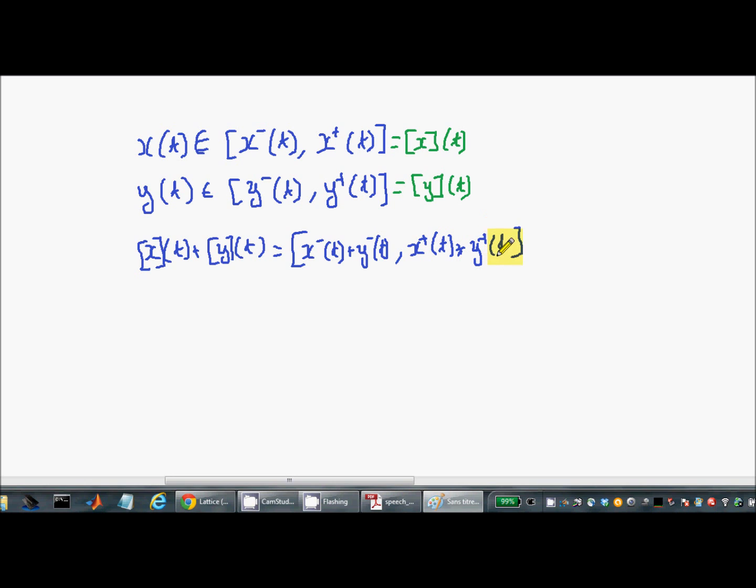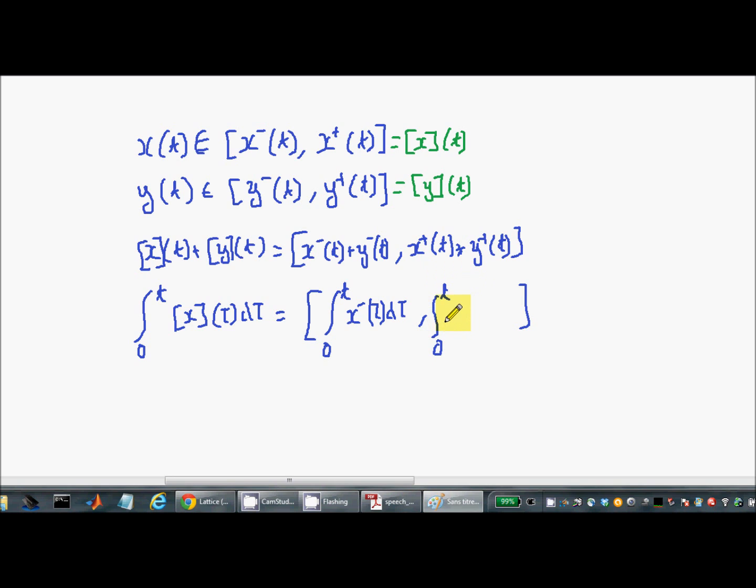Okay, in the same manner, I will be able to write that the integral between, let's say, 0 and t of x of tau d tau will correspond to the following tube: [integral between 0 and t of x minus of tau d tau, integral between 0 and t of x plus of tau d tau].